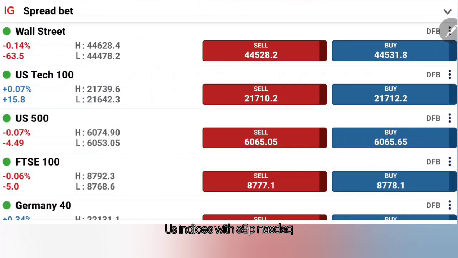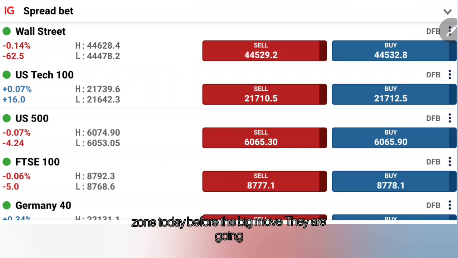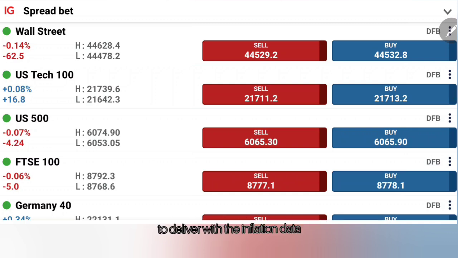US indices with S&P, Nasdaq, and Dow, all the three traded in a very narrow zone. Today, before the big move, they are going to deliver with the inflation data. Which direction it's gonna be, where to enter, where to exit, how to profit trading the S&P, Nasdaq, Dow with the inflation data and with the US session today. We're gonna see with the help of charts and indicators.